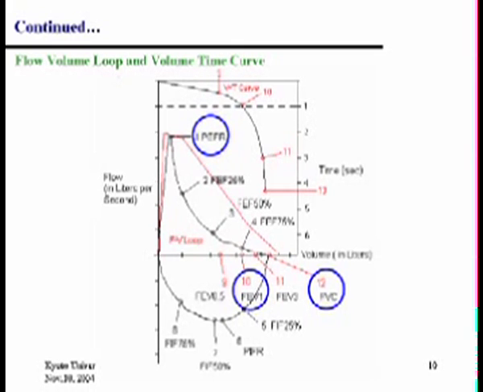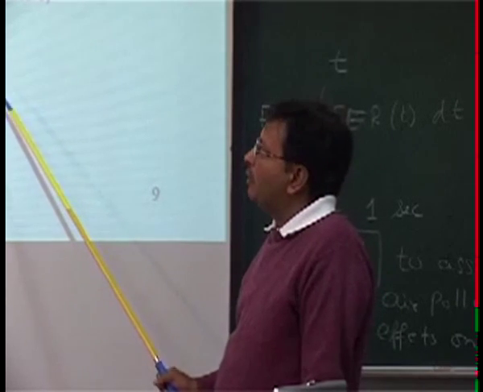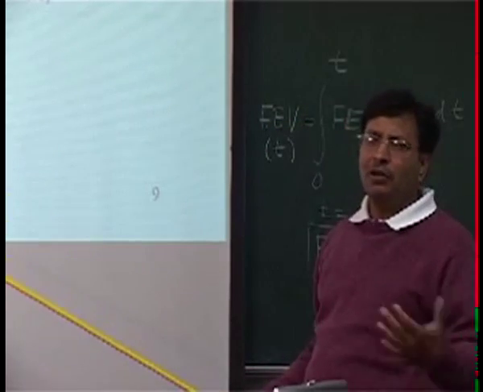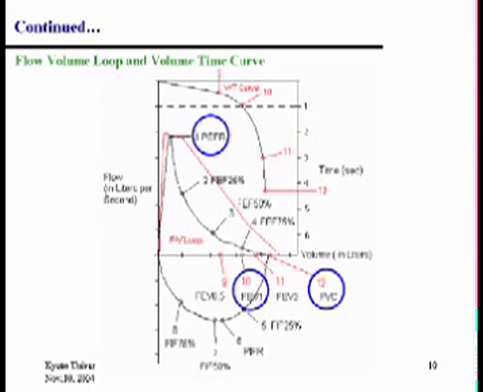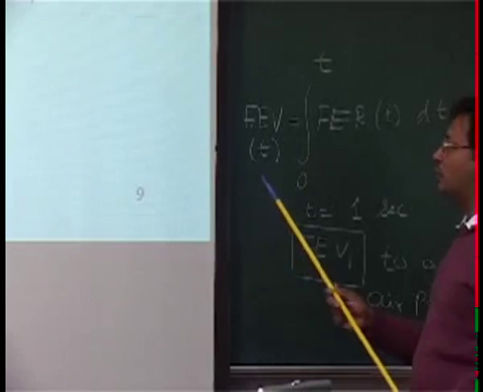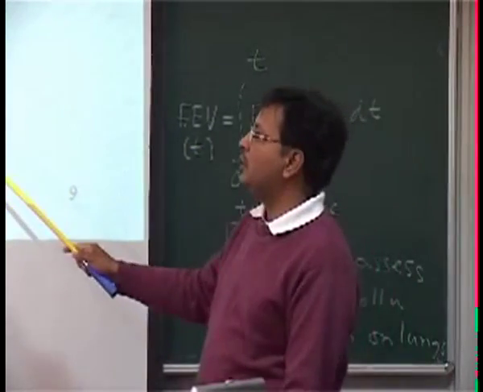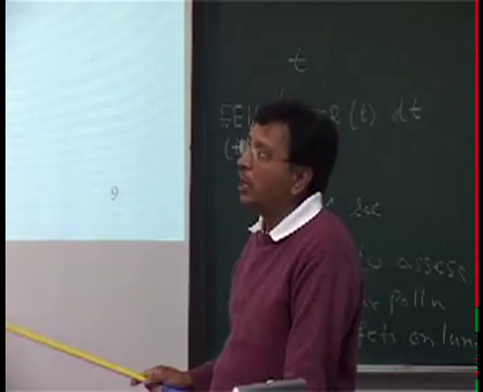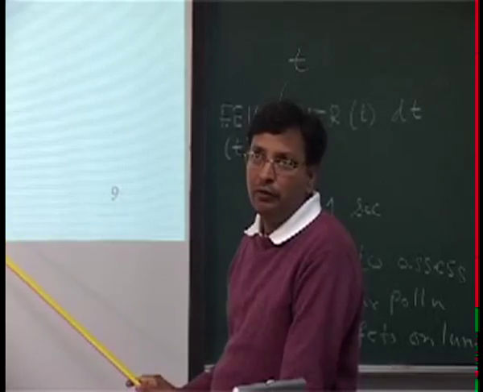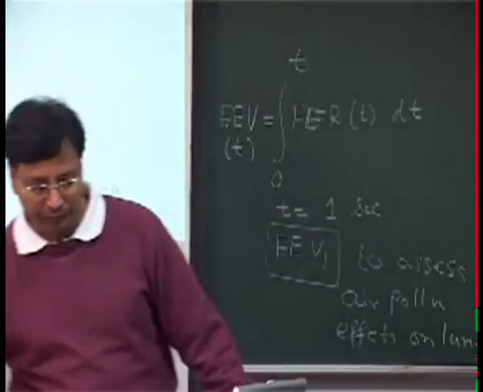And finally the last thing, because the whole operation is over in about 5 seconds or so, this is the last total volume that will be expired. That will be the forced vital capacity. From the air pollution point of view, and the doctors have lots of meaning for this, the two important parameters are FEV1, the volume expired in 1 second, and the forced vital capacity. That decides what the condition of the lungs is, generally from the air pollution point of view. So you should understand that.